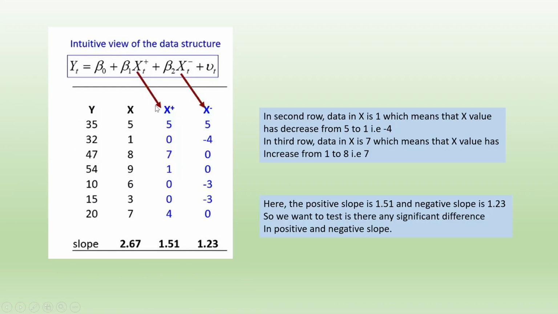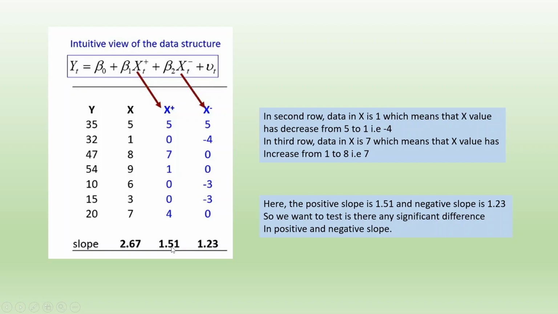Now how are we creating this effect, let's try to understand. Here, the original data starts with 5. We are breaking that into x positive and x negative. Now, when we go to the second row, there is a decrease from 5 to 1, and therefore we will write down here minus 4, and here it will be indicated as 0. Now, in the third row, x is increasing from 1 to 8, and therefore I will indicate this as 7 positive, and x negative is 0. Here again, it is increasing from 8 to 9, and this is calculated as 1.